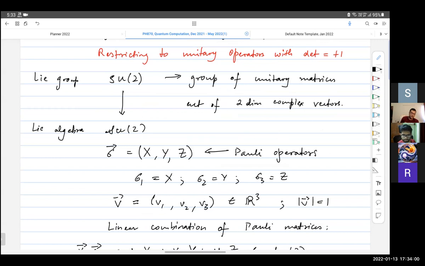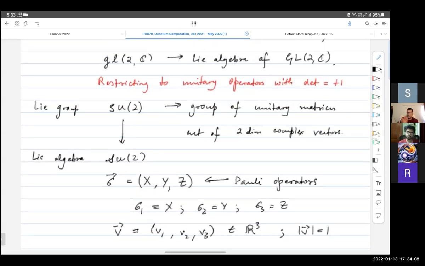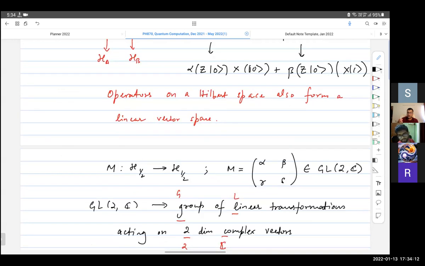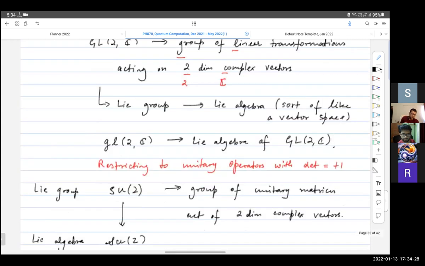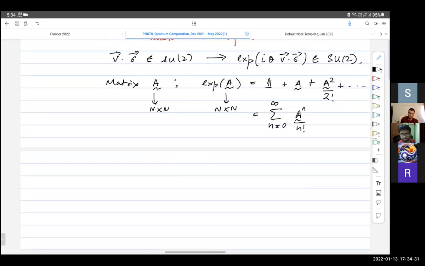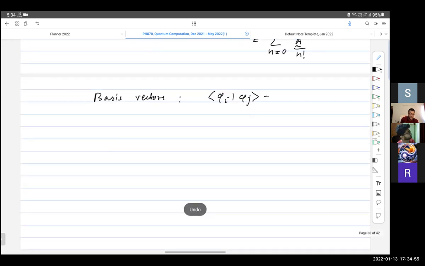So the point is that operators acting on a Hilbert space can be represented. They have a basis, which is a linear vector space, which is this Lie algebra, this set of matrices X, Y, Z. Now, the question is that when you talk about basis vectors, they satisfy orthogonality, right? Basis vectors, you typically want orthonormality.